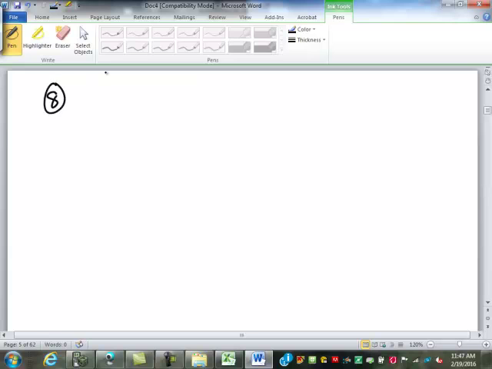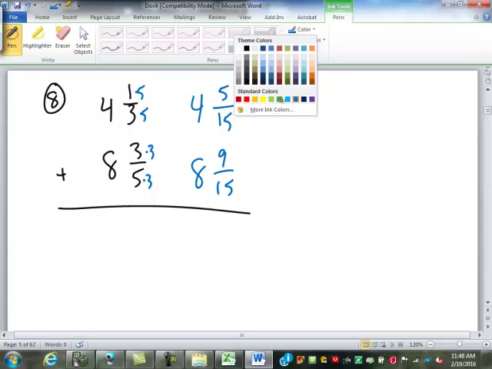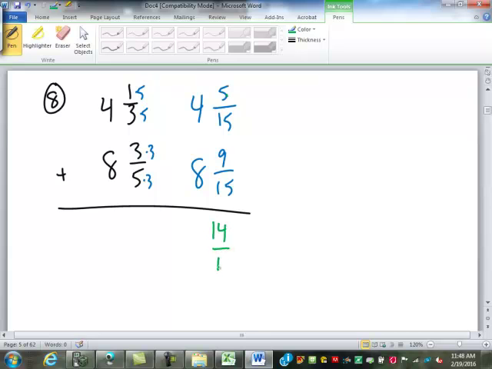Number 8. Coming in now with the mixed numbers, I'm just going to write it vertically to start off with. So 4 and 1/3 plus 8 and 3/5. Our common denominator is going to be 15. 3 times 5 to make 15, so 1 times 5 is 5. 5 times 3 to make 15, so 3 times 3 is 9. 5 and 9 make 14 fifteenths. 4 and 8 make 12.